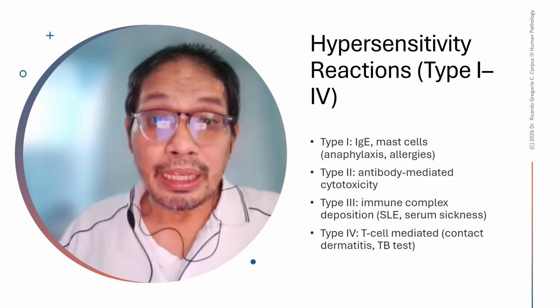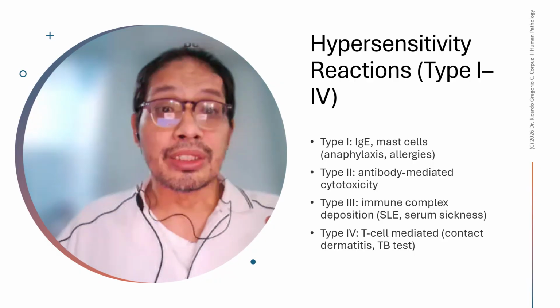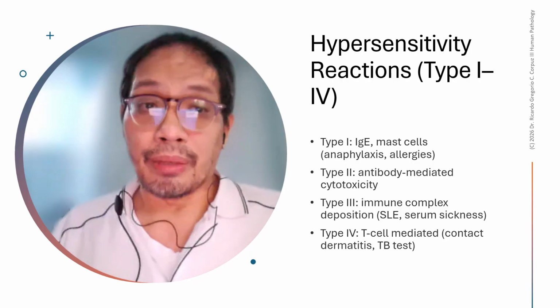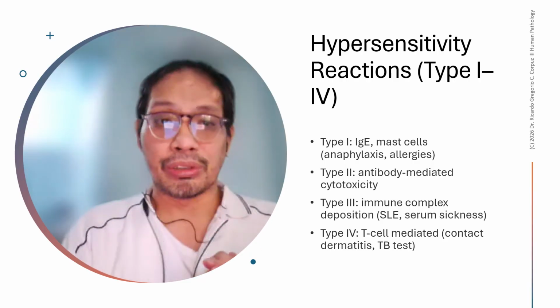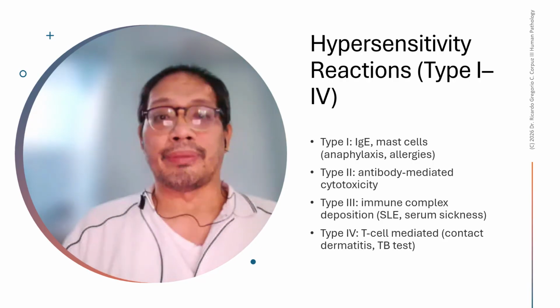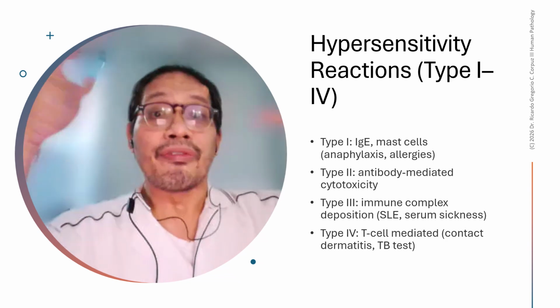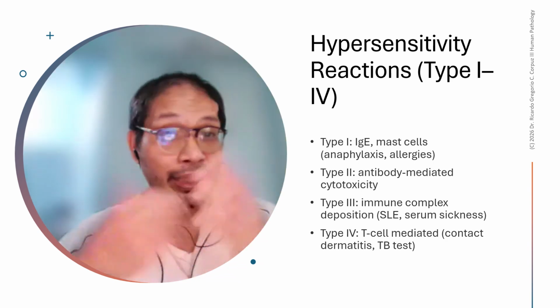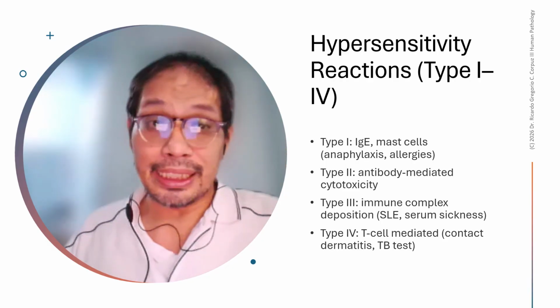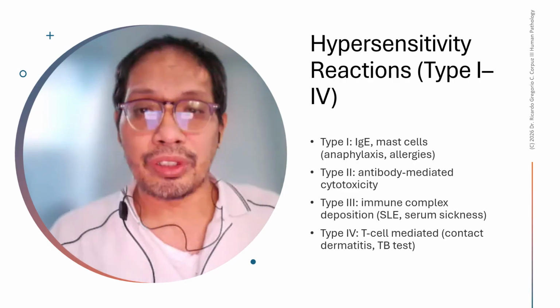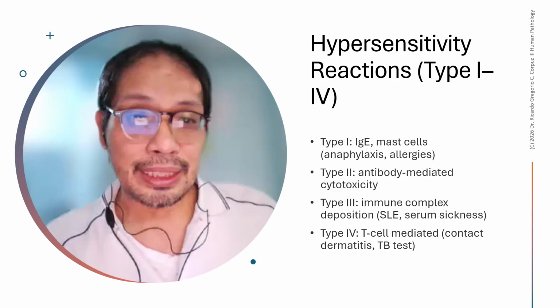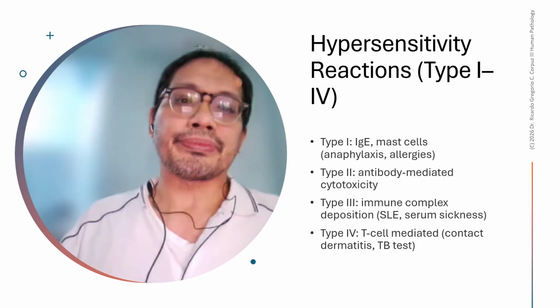Type 3, immune complex mediated. Circulating antigen-antibody complexes deposit in tissue. There will be what? Complement activation, neutrophilic inflammation, fibrinoid necrosis. Examples are SLE, post-streptococcal glomerulonephritis, serum sickness, and Arthus reaction.